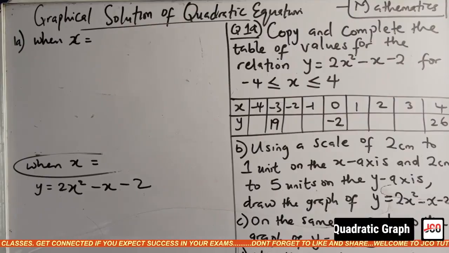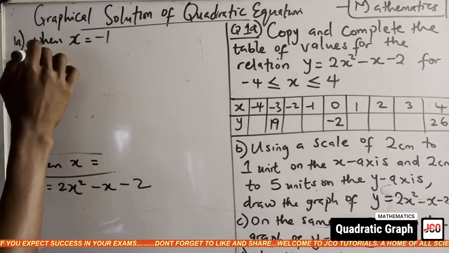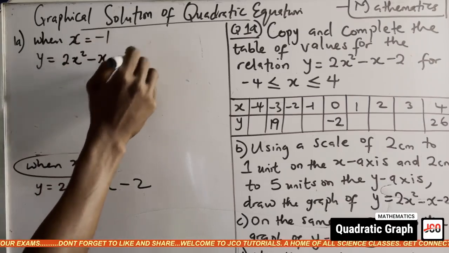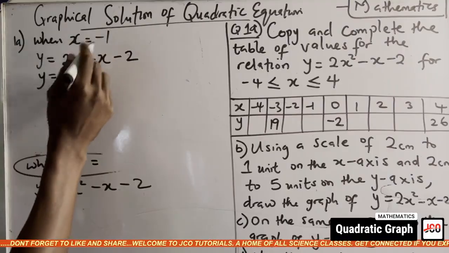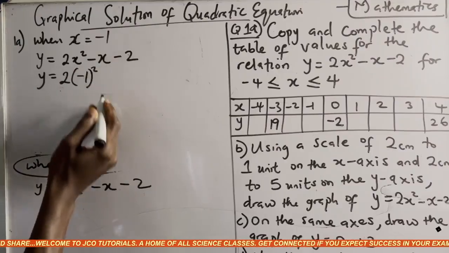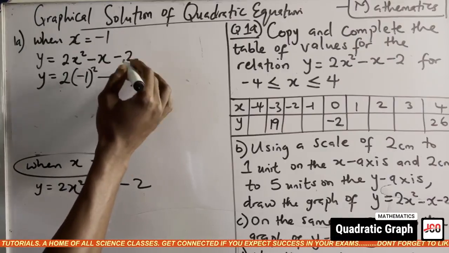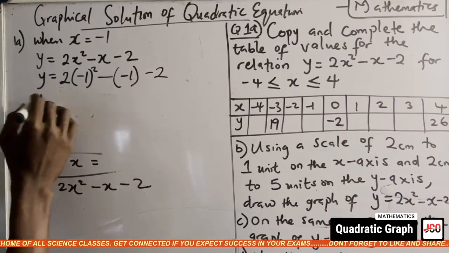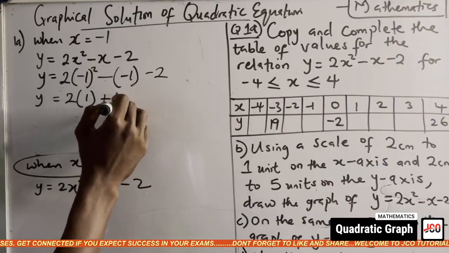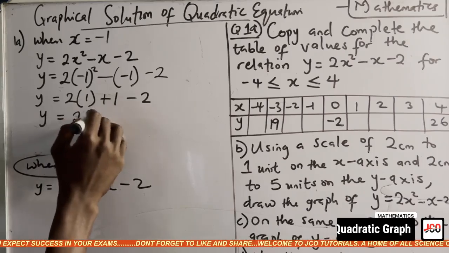So I'm moving on now to look at when x is -1. When x is -1, we're going to solve. Put your equation: y = 2x² - x - 2. Wherever you see x, you put -1. 2 is in your equation, then your x is -1 squared. Next you have your minus there, then you have your x, which is -1, then -2. y equals 2 times, -1 squared is 1. Minus times minus is plus 1, then -2. 2 times 1 is 2, plus 1, minus 2.